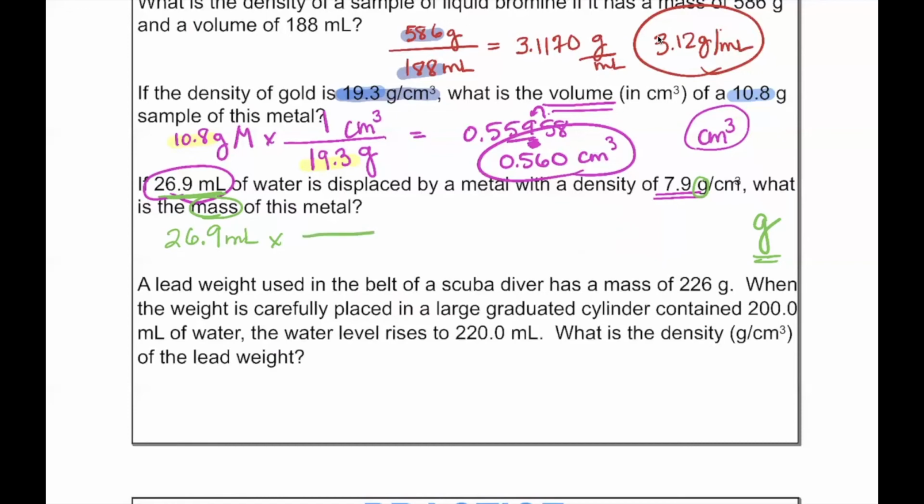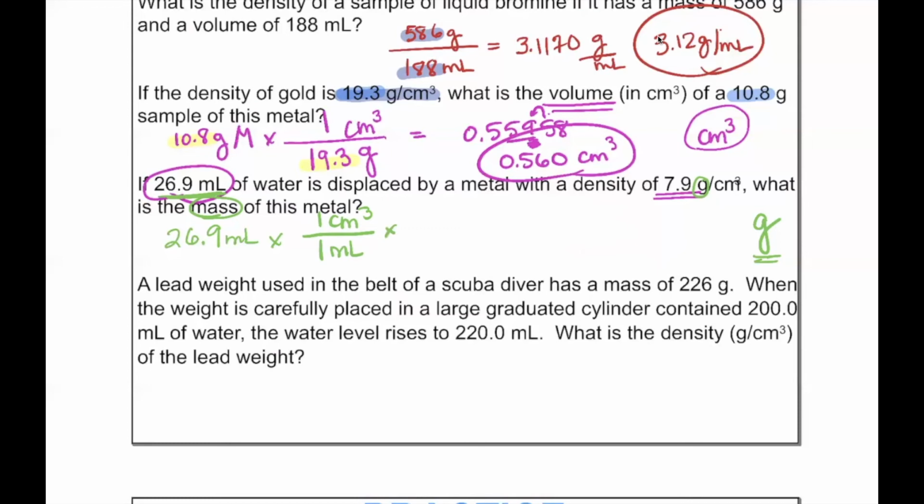You can add this conversion anytime you're going from milliliters to cubic centimeters. So we have for every 1 milliliter, we have 1 cubic centimeter. And obviously this is not going to change the number in any way. However, it does allow us to change the units. Now I have cubic centimeters in the numerator. I need grams in the numerator.